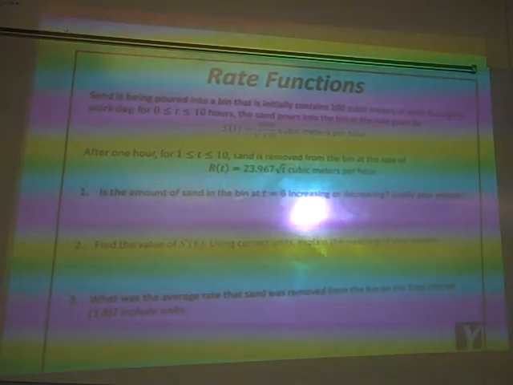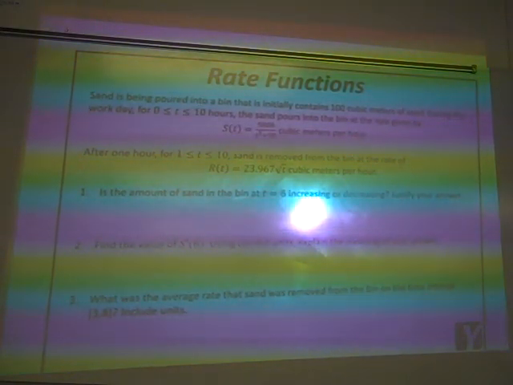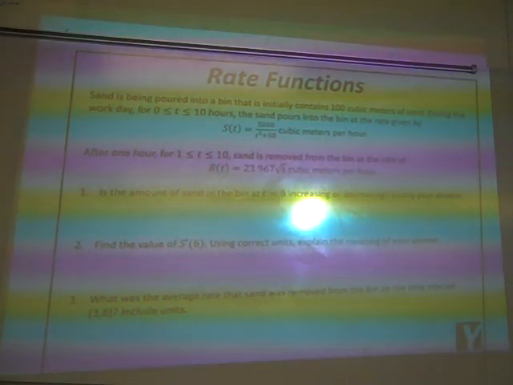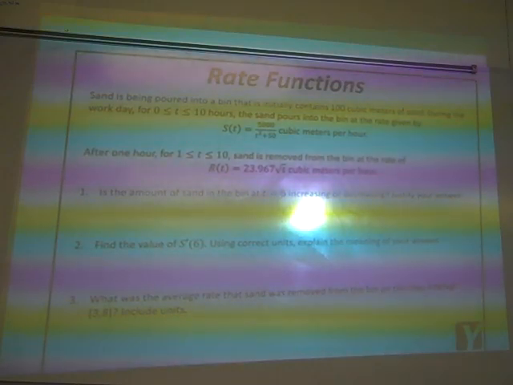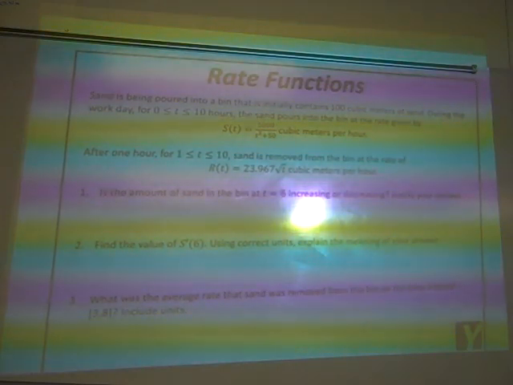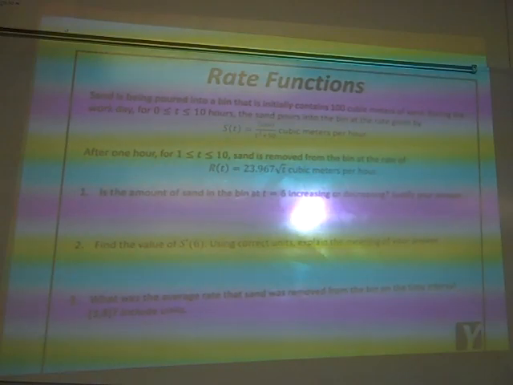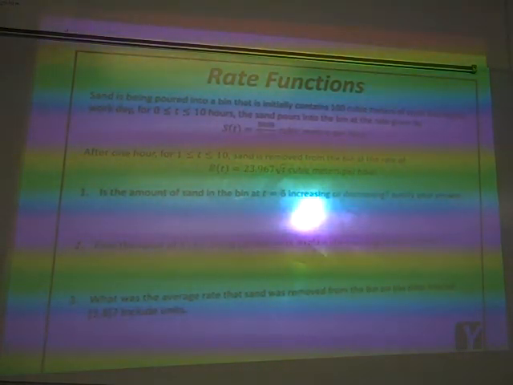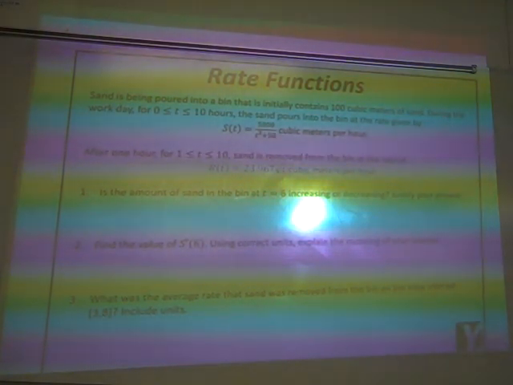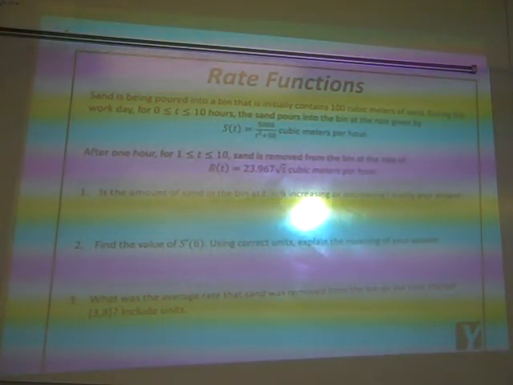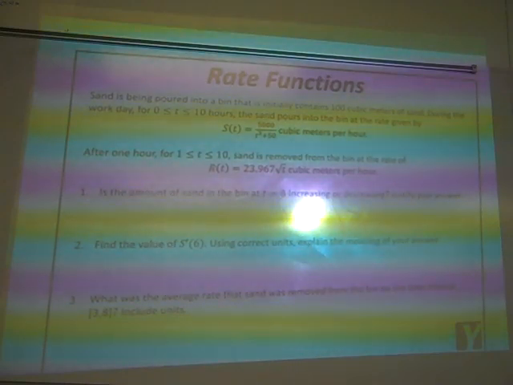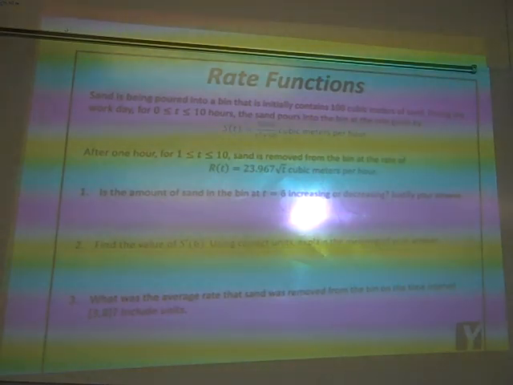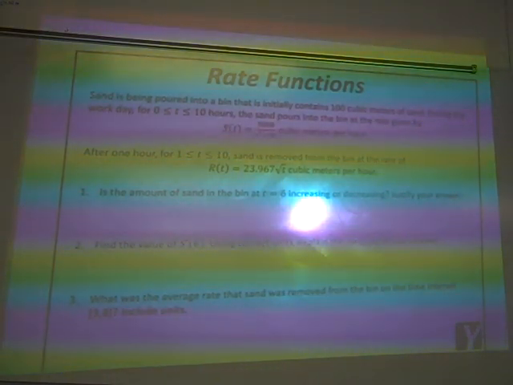The situation is we have sand being poured into a bin that you're told initially contains 100 cubic meters of sand. During the workday, for 0 less than or equal to t less than or equal to 10 hours, the sand pours into the bin at that rate over there. S of t is 5,000 divided by t cubed plus 50 cubic meters per hour. After 1 hour, the sand is removed from the bin at a rate given by r of t equals 23.967 square root of t cubic meters per hour. And then there's a bunch of follow-up questions.